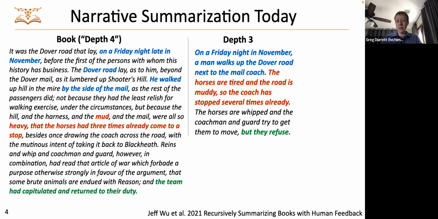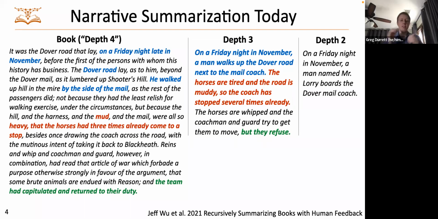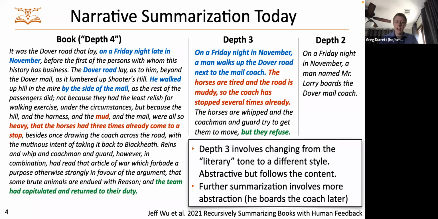So maybe we're a little bit unsure about this. On the other hand, we know that the horses are stopping repeatedly, etc., so we can probably infer that they were tired. And then finally, there is a small error here where it talks about they were trying to get the horses to move and they refused. But in fact, if you look at the source, the team had capitulated and returned to their duty. So the horses actually did move. Now, fortunately, when we put this through another level of summarization, the error goes away. So we'll come back to that error in a little bit.